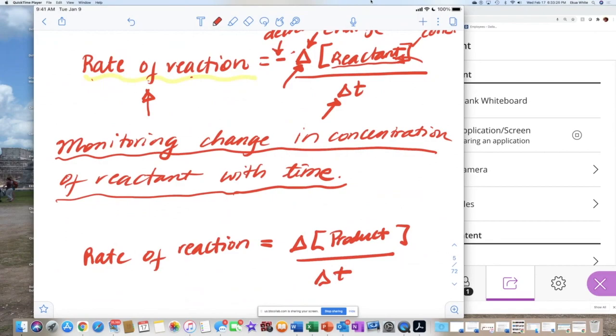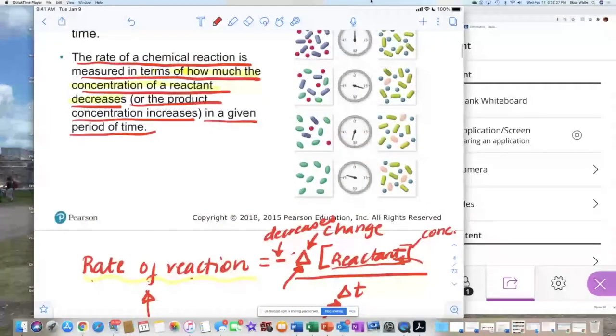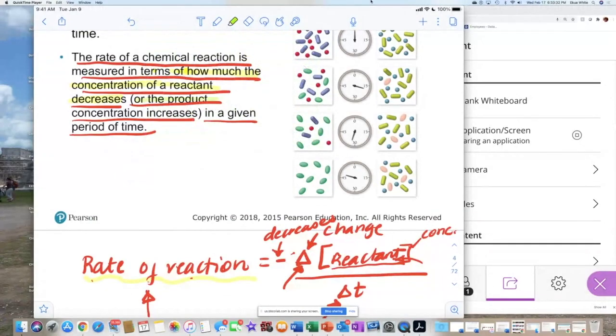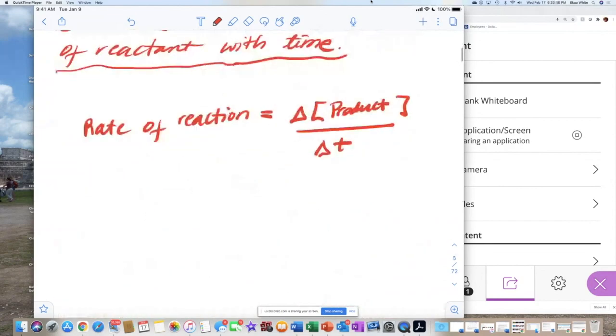Okay, let's try to make sure that this matches the definition they said right here. I'll use a different color, green. Or the product concentration increases, this time it's increasing, in the given period of time. So I have to make sure it's increasing. Now you can put a positive here to imply it increases, or what chemists do, the positive is implied, so they leave it out. Okay, but the negative is never implied, so it has to be written, right?